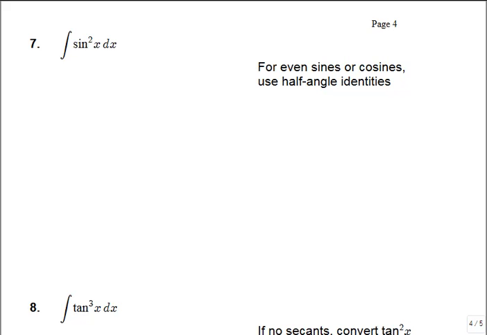Okay, integral of sine squared x dx. So this should be a refresher of something we've done before. If you have an even power for sines or cosines, then you're going to use those half angle identities. So the half angle for sine squared is 1/2 parentheses 1 minus cosine of the double angle 2x. So we're still converting it to cosines, whether it's a sine squared or a cosine squared. But for the sine formula, you use a minus. For the cosine squared formula, you use a plus.